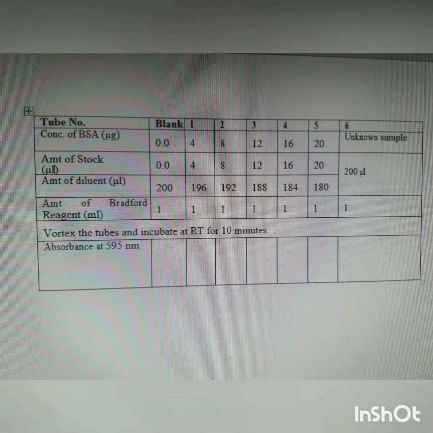Then I will add standard stock solution in each tube except the blank and sample. In first tube I will add 4 microliter of standard, then in second 8 microliter and so on. And in the sixth tube, unknown, I will add our sample of interest. After all this addition I will add Bradford reagent, 1 ml in each tube. Now we will see how to do this procedure.